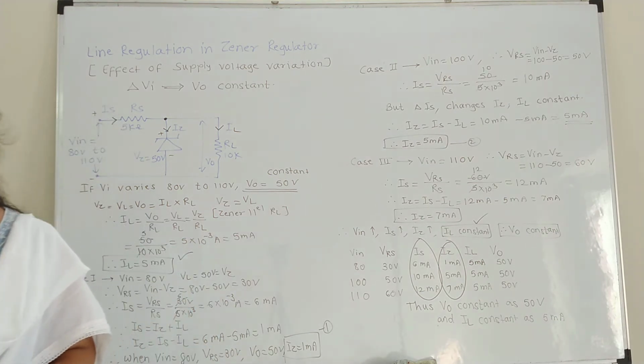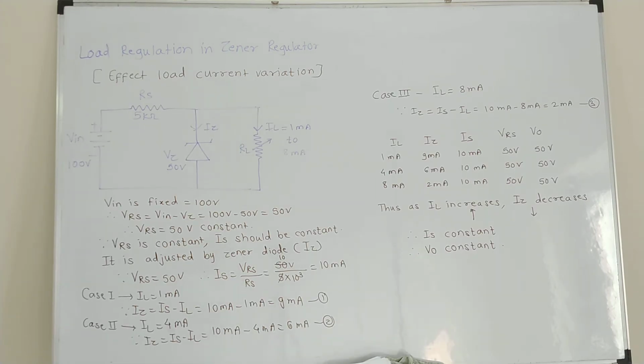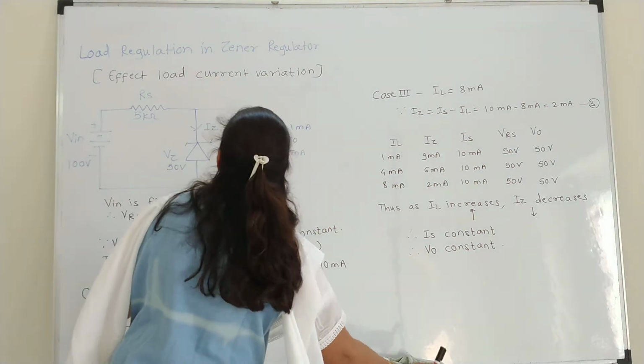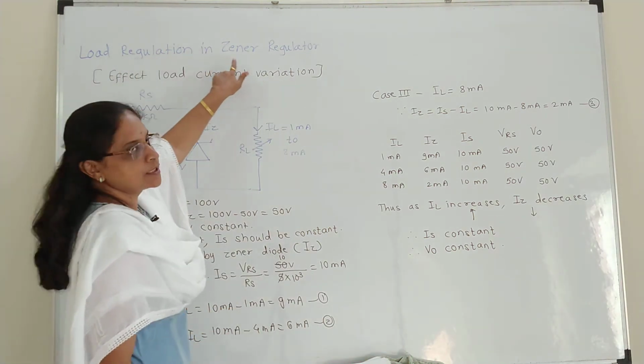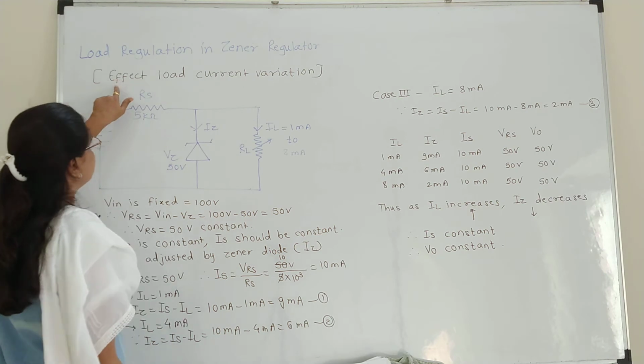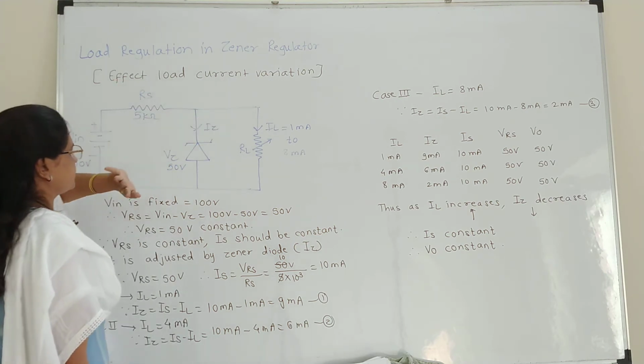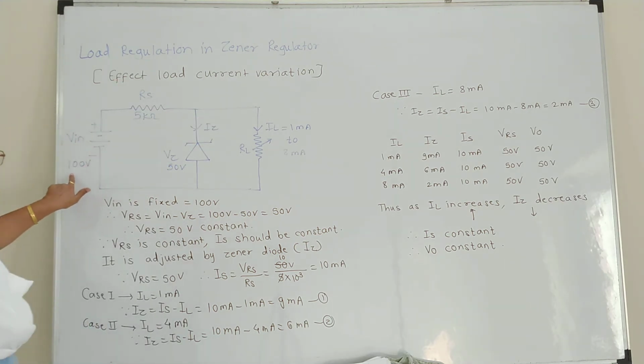Next example we will solve regarding change in RL. Zener diode used to compensate load variation. That is the load regulation action in a Zener regulator. Effect of load current variation. Here 100 volt is shown.